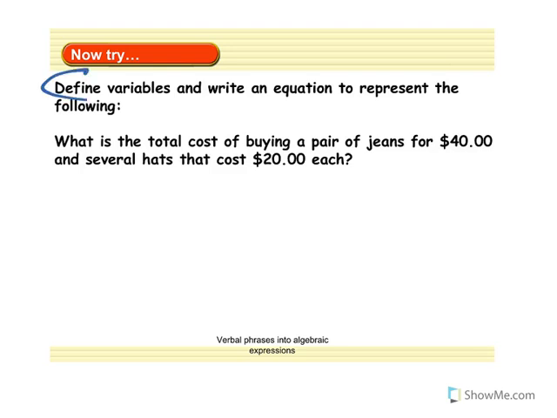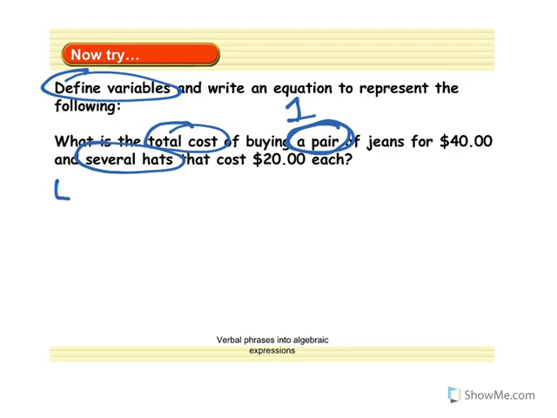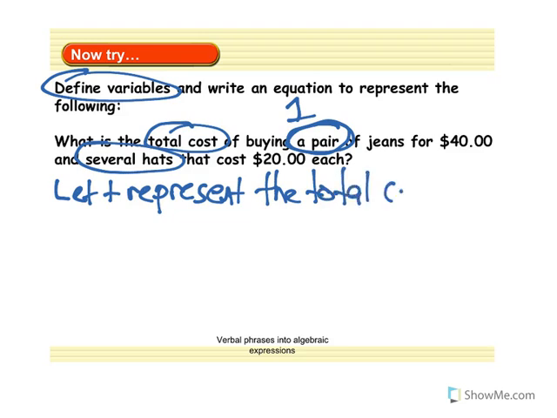So let's define the variables, right? So once again, we have the total cost of buying a pair of jeans, right? A means one. That is not going to be a variable statement. Several. How many hats did we buy? I don't know. Several. That's going to be our variable. So I'm going to say let T represent the total cost. And we don't have to do anything about jeans because, again, we know we're buying one pair of jeans. That's not a variable. That's fixed. That's defined. That's a constant.